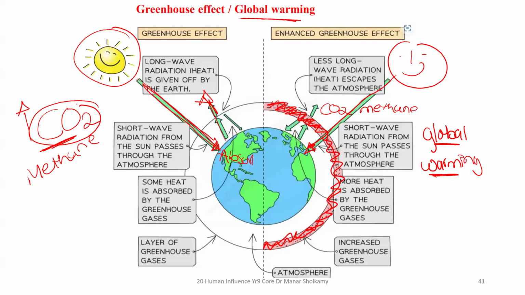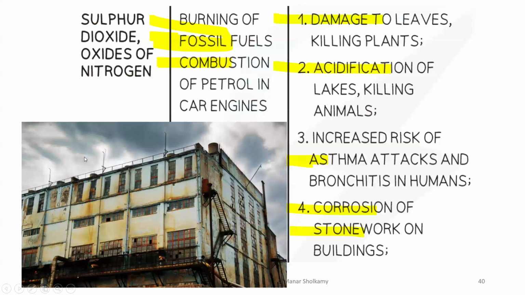And when our Earth becomes very, very warm, this is going to kill a lot of plants and a lot of animals, and it's going to melt ice in certain parts of the world, and it's going to change the normal or the natural environment of our Earth, etc., etc. So this is global warming.